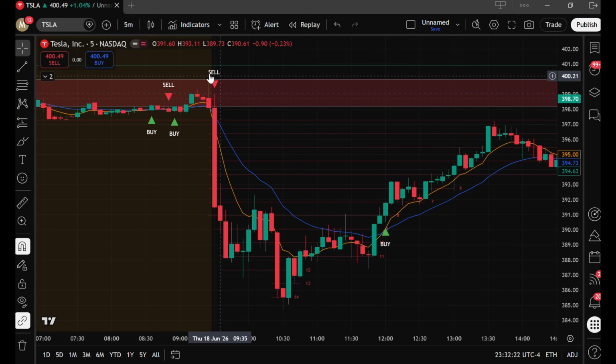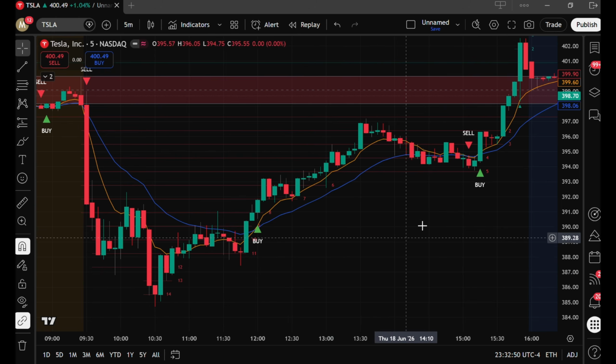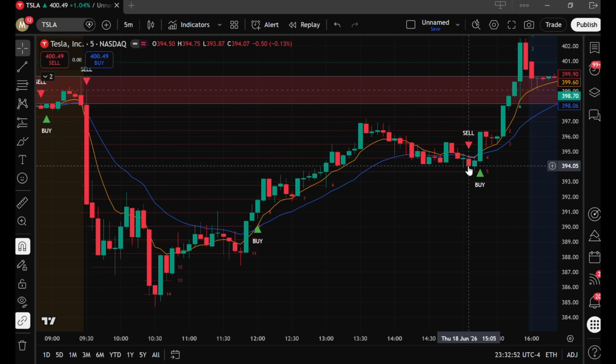The first thing you'll notice is this orange and blue line. Orange line, blue line. Those are the exponential moving averages, or EMAs. The orange line is my 8 EMA. The blue line is my 21 EMA. I use the 8 and 21 EMAs because they help me quickly identify momentum in the market. The 8 EMA reacts faster to price action, while the 21 EMA reacts a little bit slower.